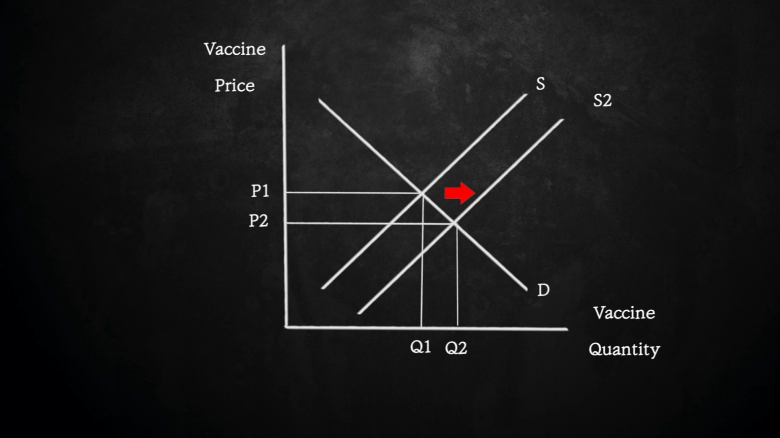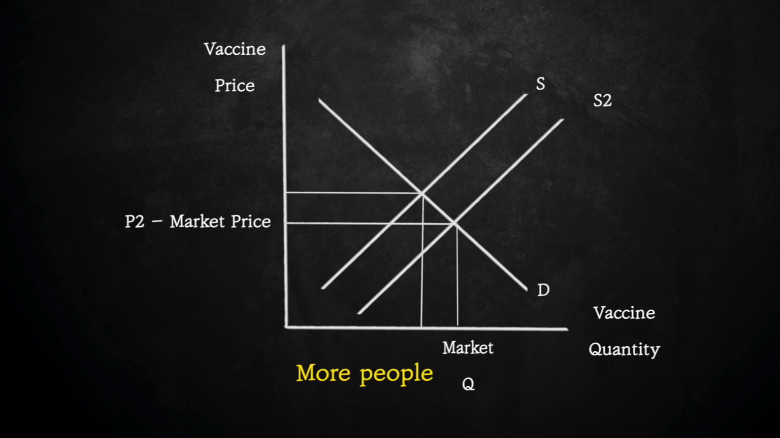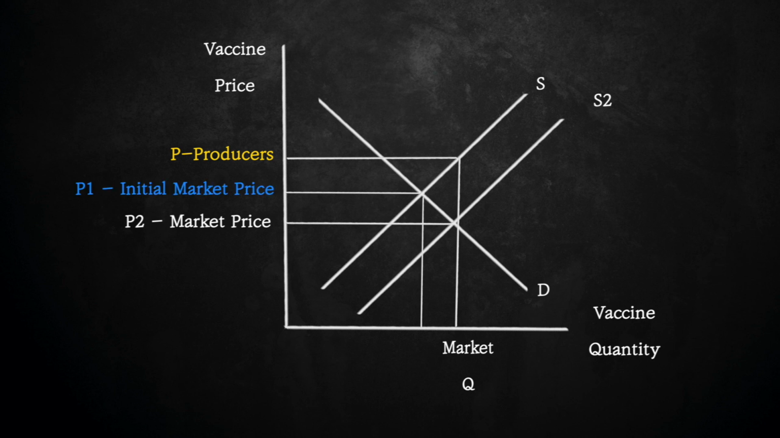The market price for vaccines dropped from P1 to P2 to allow more access throughout consumers. Following the decrease in price, consumers are now demanding more quantities of vaccine, shown by the increase from Q1 to Q2. So the government has succeeded in letting more people get vaccines at cheaper prices. And while P2 is the market price for consumers, the price which producers receive is up here, which is higher than the initial market price at P1.